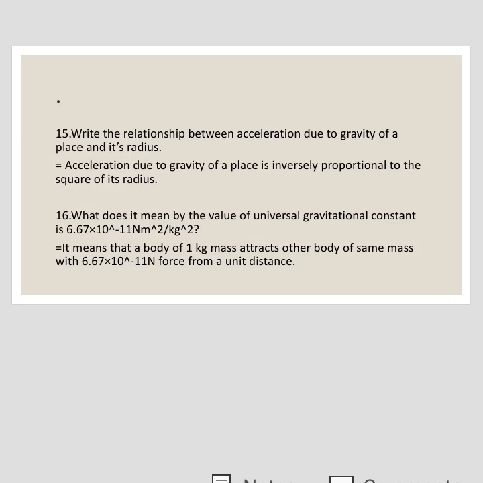Question number 16. What does it mean by the value of universal gravitational constant is 6.67 into 10 to the power minus 11 Newton meter square per kg square? It means that a body of 1 kg mass attracts another body of the same mass, that is 1 kg mass, with 6.67 into 10 to the power minus 11 Newton force from a unit distance. Suppose two bodies each of 1 kg mass are placed at a 1 meter distance. Then both of them will attract each other with a force equivalent to 6.67 into 10 to the power minus 11 Newton force.